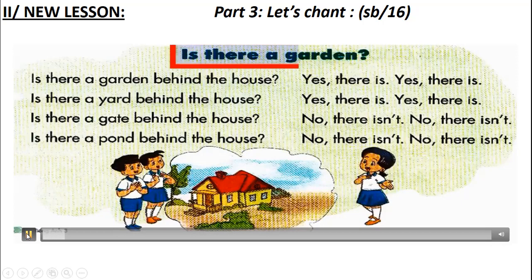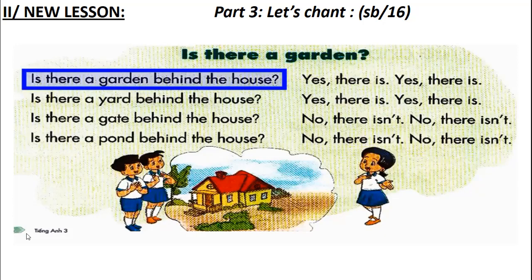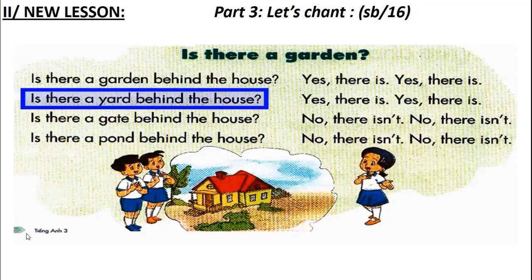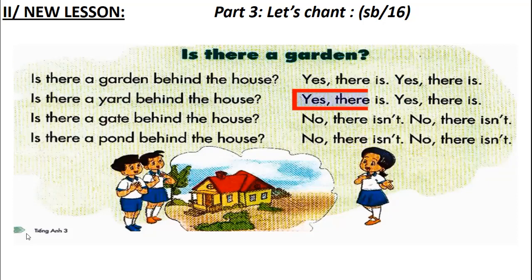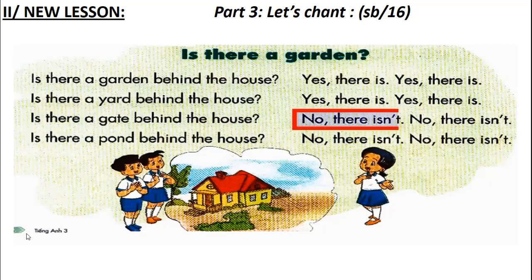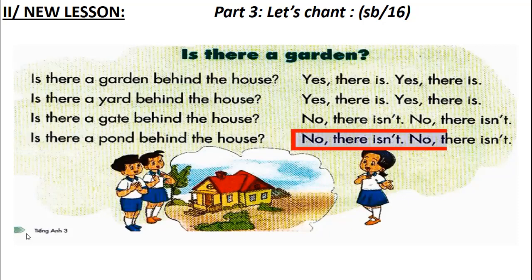Is there a garden? 1, 2, 3, 4. Is there a garden behind the house? Yes, there is. Is there a yard behind the house? Yes, there is. Is there a gate behind the house? No, there isn't. Is there a pond behind the house? No, there isn't.